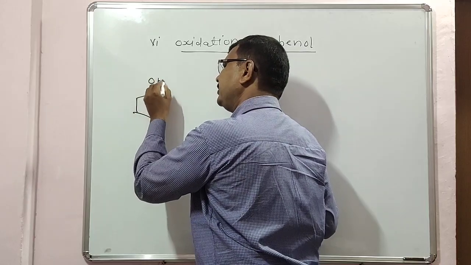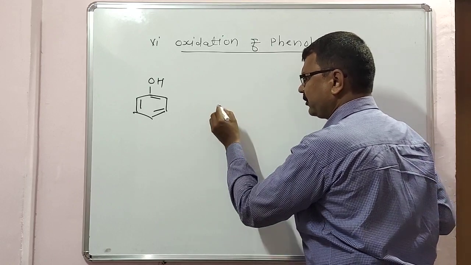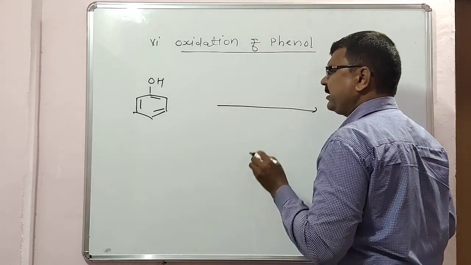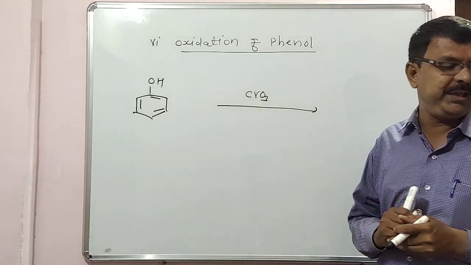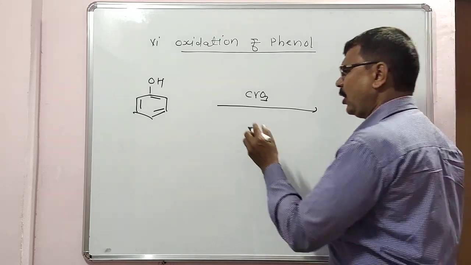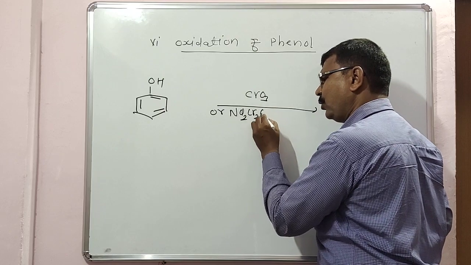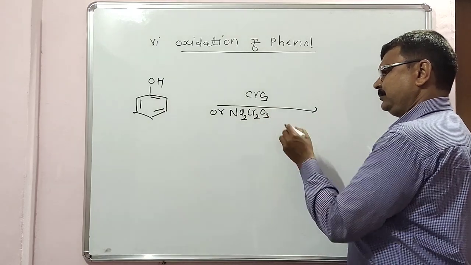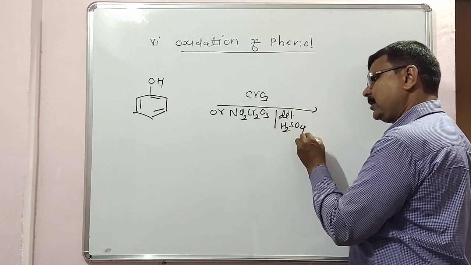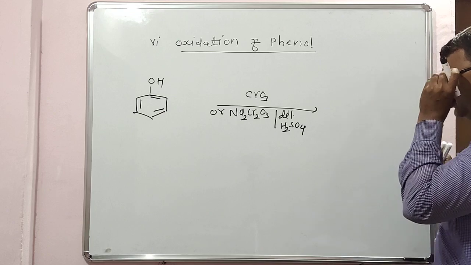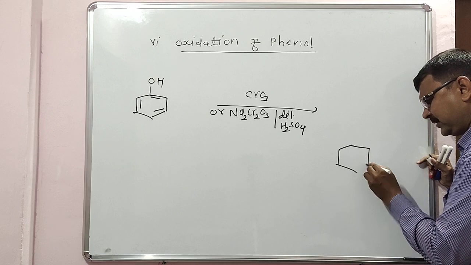Phenol is oxidized by chromic anhydride, CrO3, or sodium dichromate, Na2Cr2O7, in presence of dilute H2SO4. In presence of dilute H2SO4, it gives, look here, a compound like this.